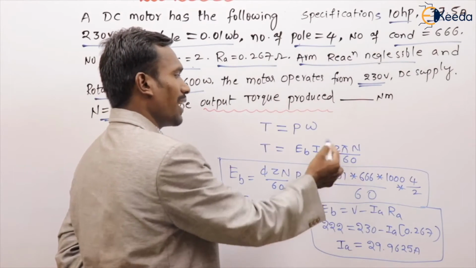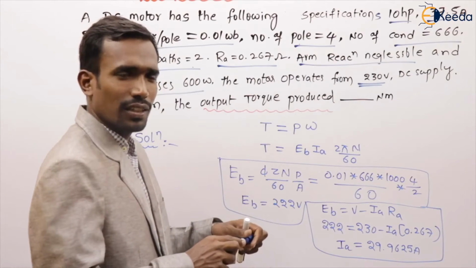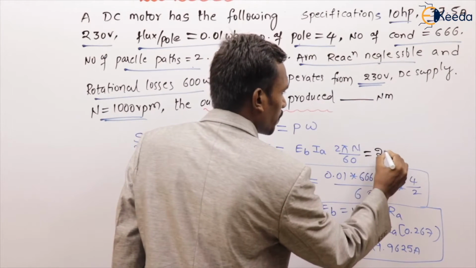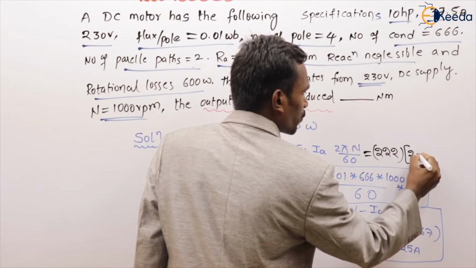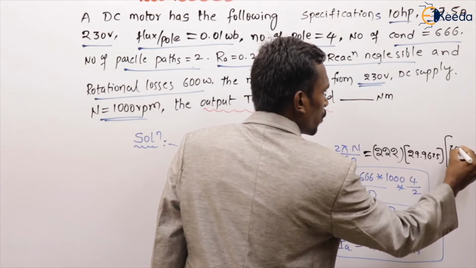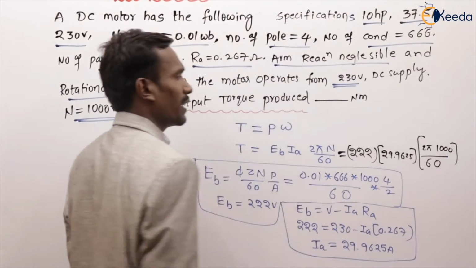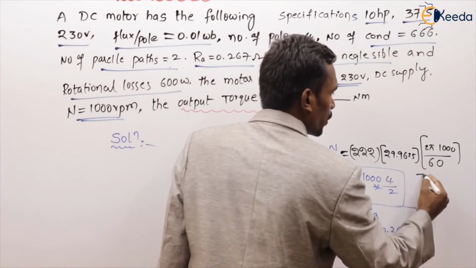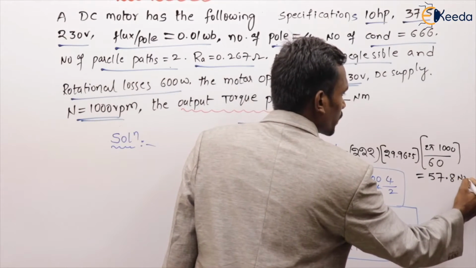Then substitute all the values in the torque equation. Then tell me what is our answer. EB is nothing but 222, IA is nothing but 29.9625, into 2 pi n by 60. If you calculate this value, you get 57.8 Newton meters.